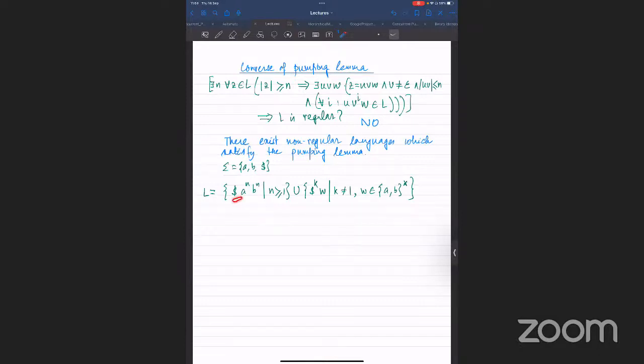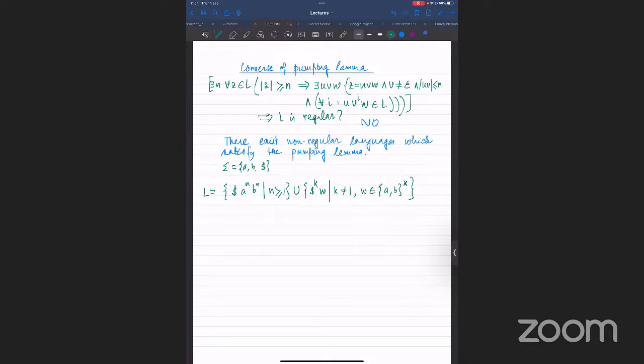So the first part starts with a dollar, then it has a^n b^n. Even if n is greater than or equal to 1, we know that this part is not regular, right? In this other part, you can have 0 or 2 or more dollars, $^k with k not equal to 1. You cannot have one dollar in this part. One dollar is possible only here. And then the w can be anything in {a,b}*. So this is the whole language. It consists of these two parts, L1 and L2.